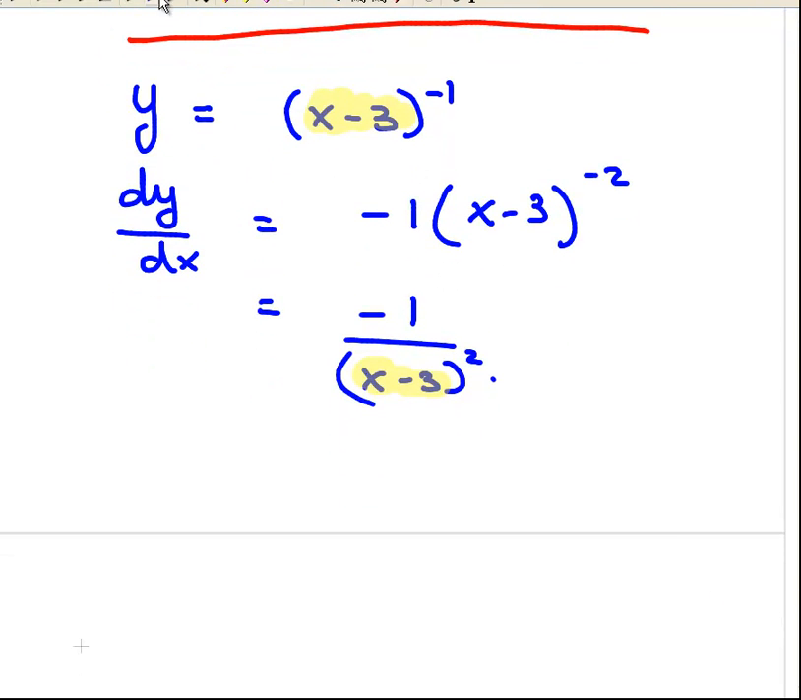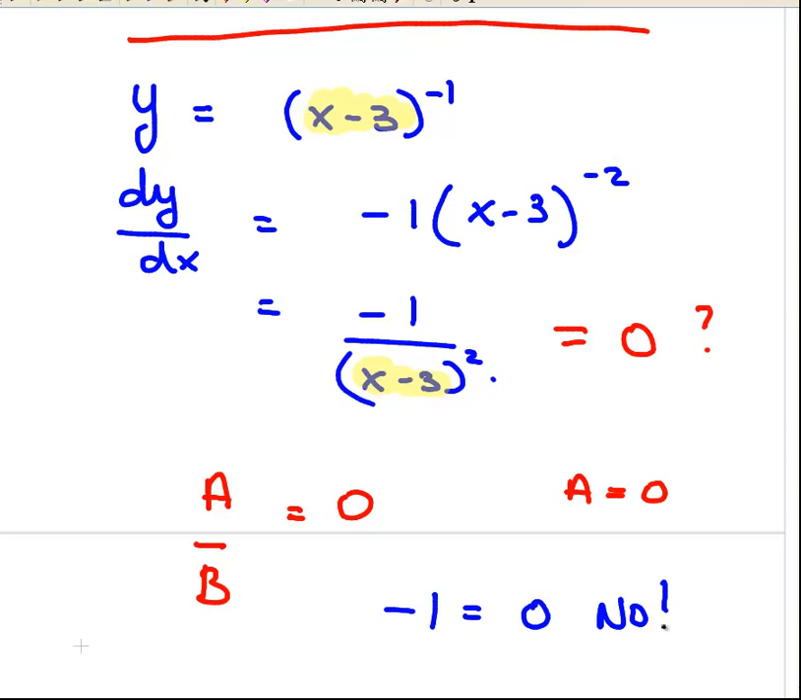Now, we're going to let this equal 0, or can we let that equal 0? So, is minus 1 over x minus 3 squared equal to 0? I sort of explained this before: if a over b is equal to 0, that means a has to be equal to 0. So for this particular example, minus 1 has to equal 0. No, that's not going to happen. That's wrong, basically.